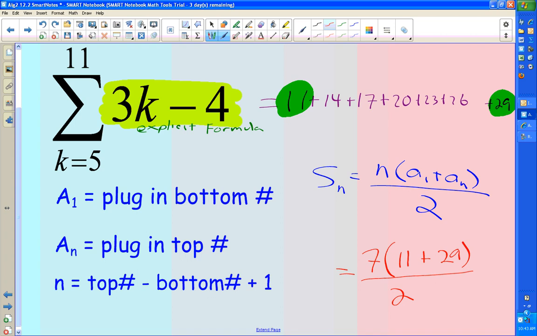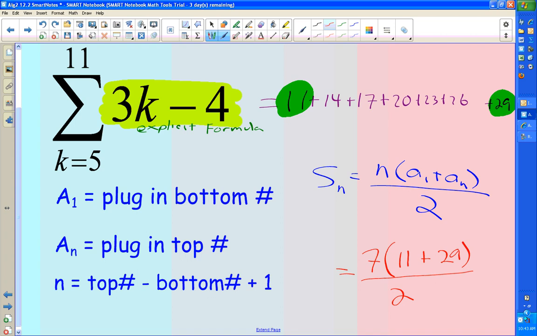Nope. You plug in a 5, we got the 11, right? The next integer after 5 is 6. That's what you plug in next. 3 times 6 is 18 minus 4, 14. Oh, I get it. That's the second term. The next integer after 6 is 7. When you plug in a 7, you get 17. When you plug in an 8, you get a 20, 9, 23, 10, 26, and 11. Finally, our last term is 29.